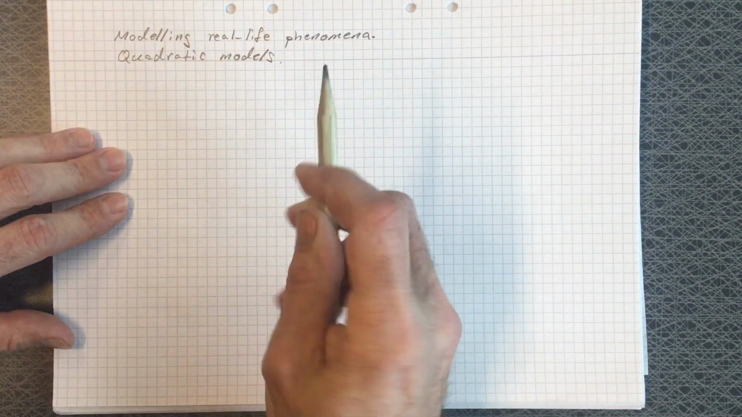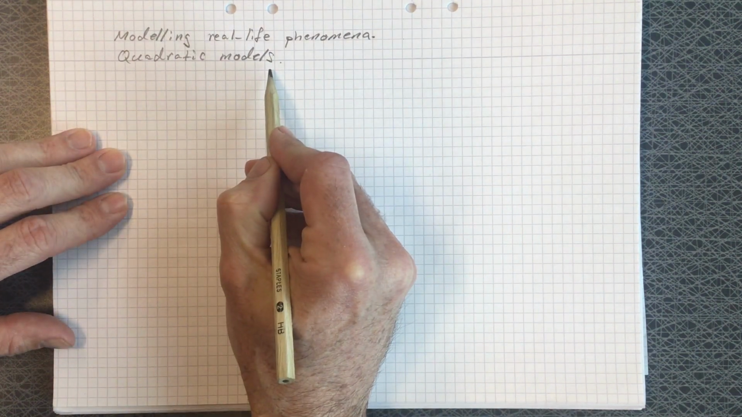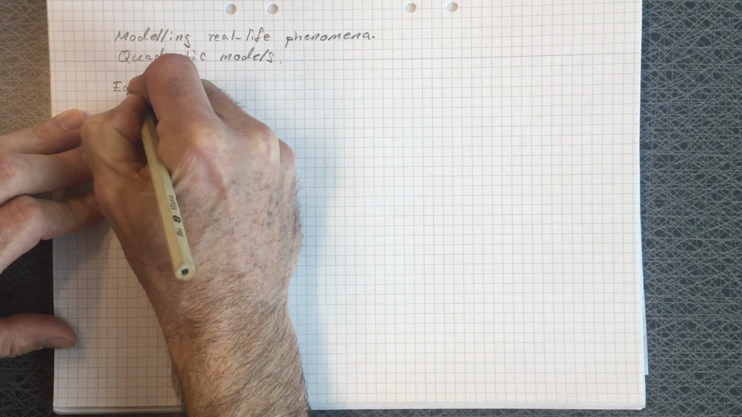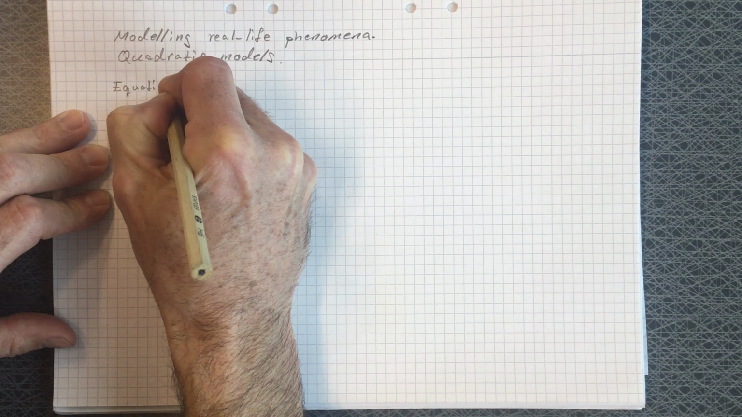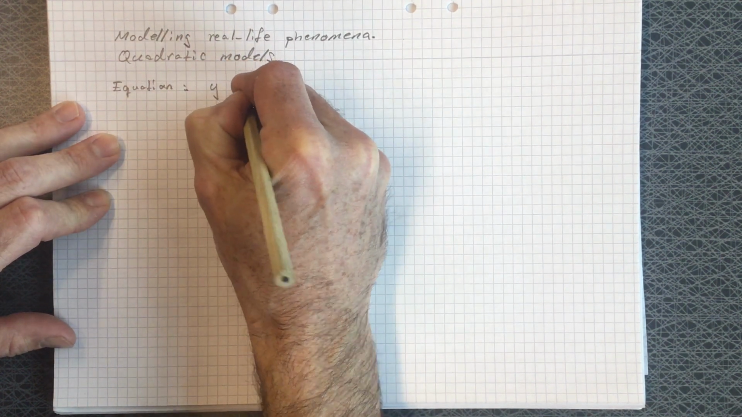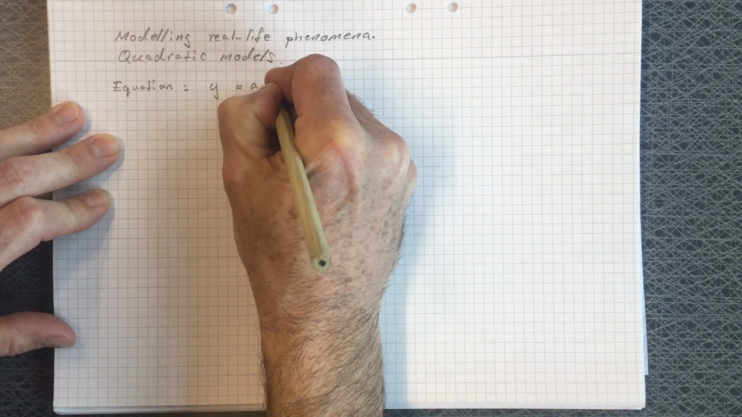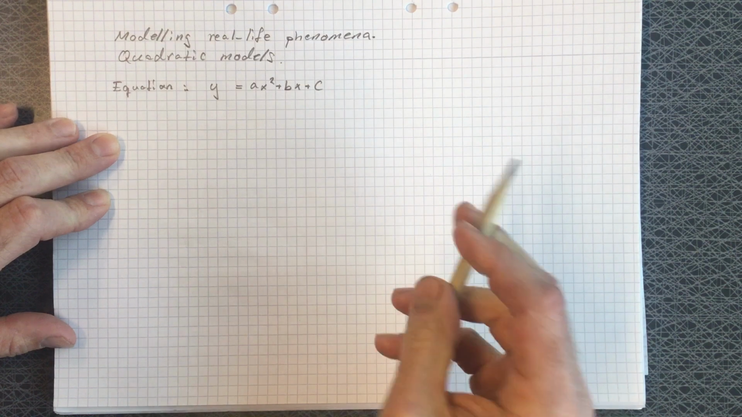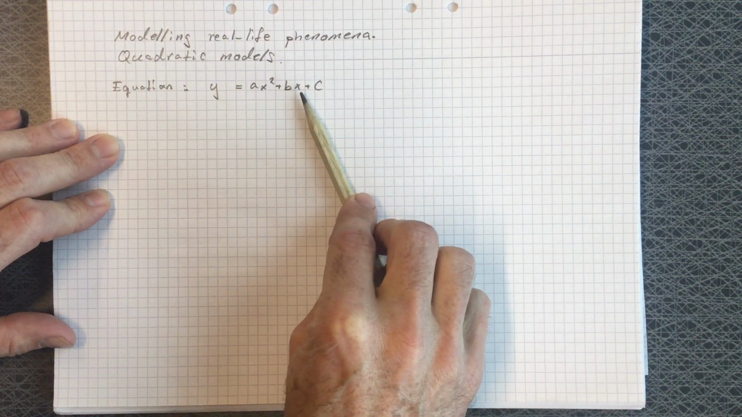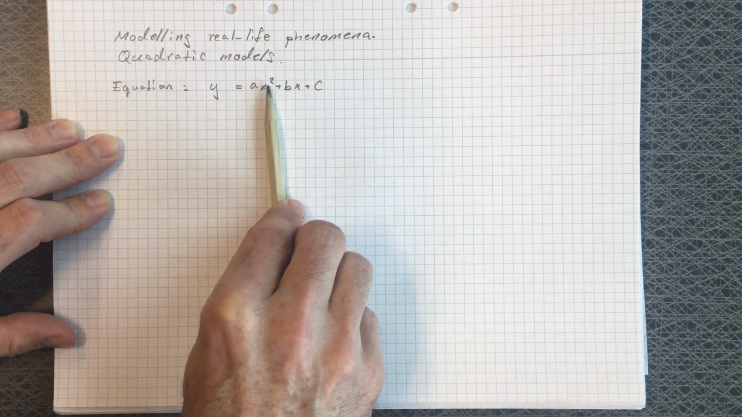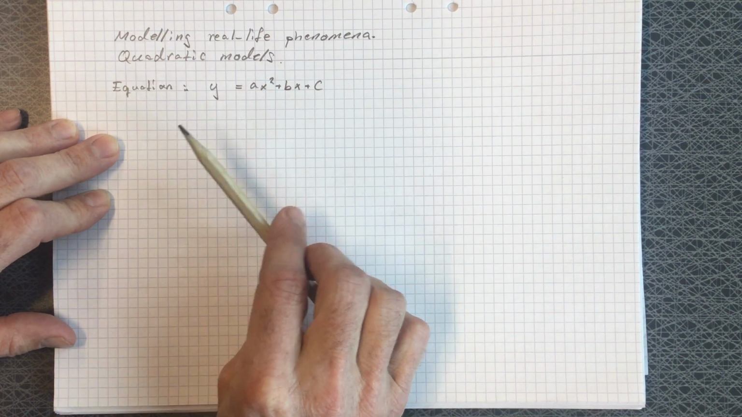So, first of all, a quadratic model as an equation looks like this. Equation. y is equal to ax squared plus bx plus c. This is a model. A quadratic model because it's x squared, like this, x^2.